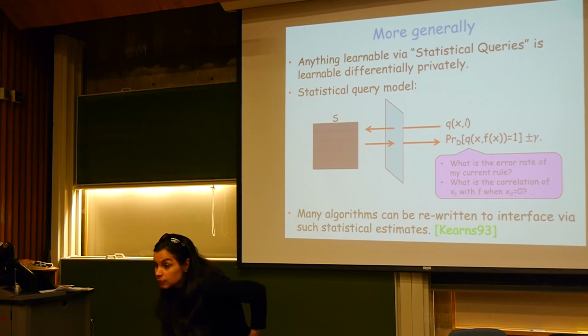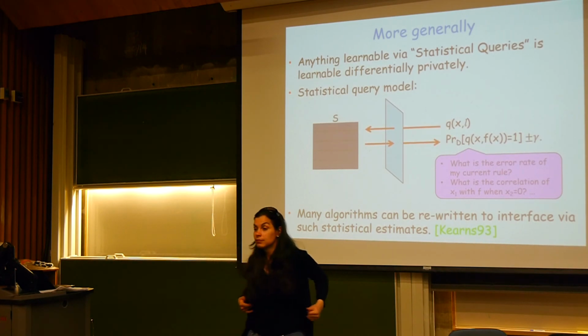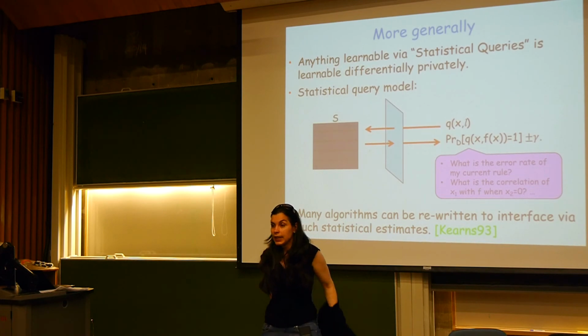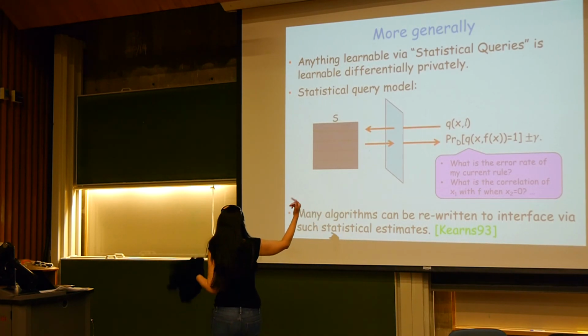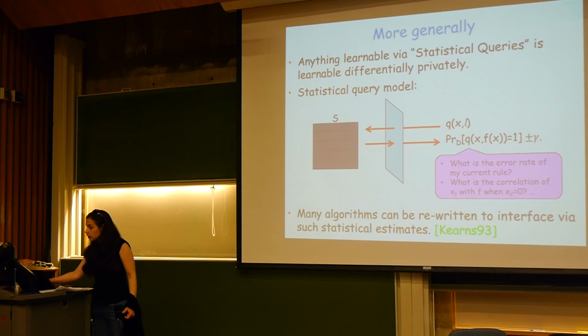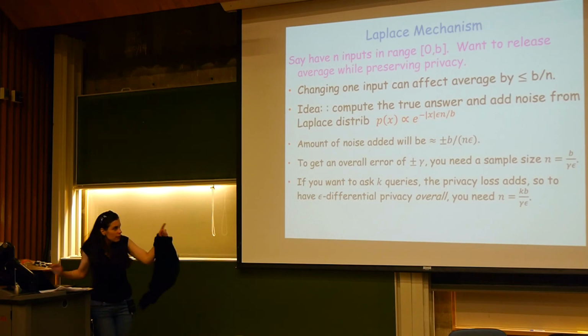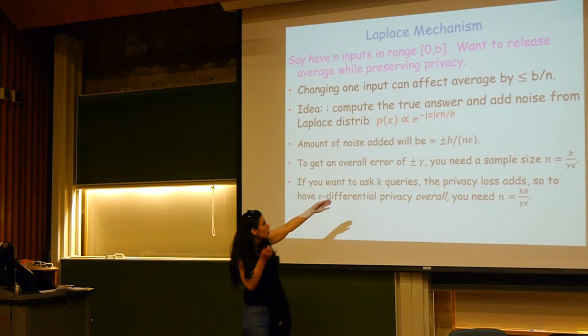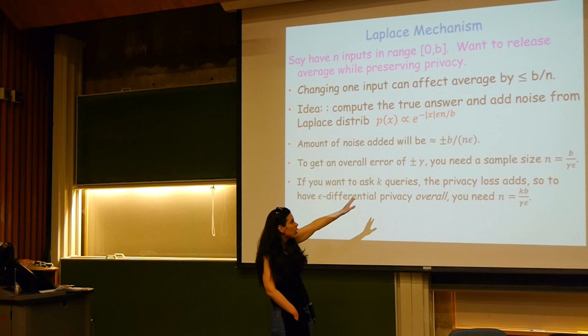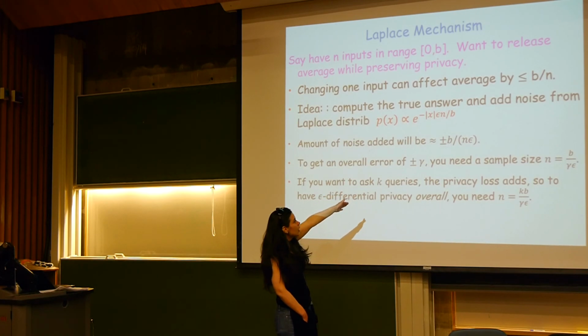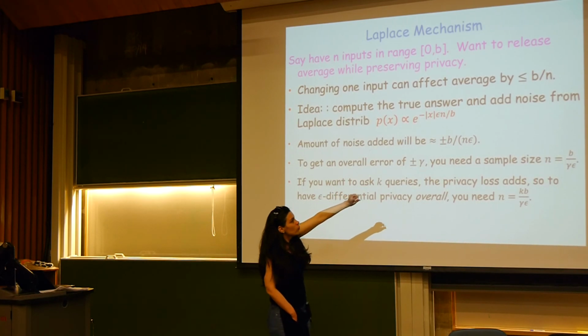Do we have any understanding of how much accuracy you have to give up to get privacy? Yeah, that's a trade-off. Is there a bound on how well you can do? People have results, but not tight results. For example, here, even in this simple example, I'm saying if I want accuracy plus or minus gamma, and if I want epsilon differential privacy, how many samples do I need?